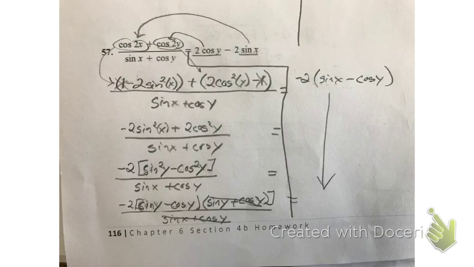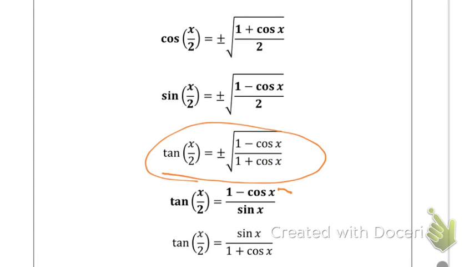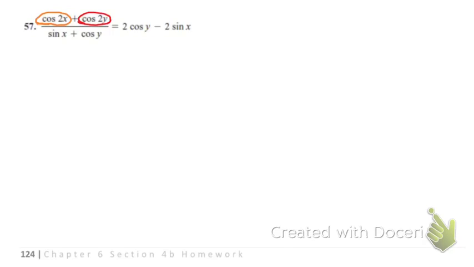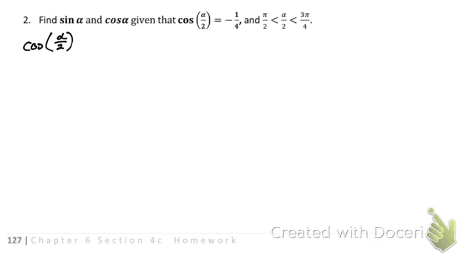So we look at our identity sheet, and oh man, I got to go way back here again. Cosine x over 2 equals plus or minus the square root of (1 plus cosine x) over 2. Note, if you know one of these, you know both of them. Just one has a negative, one has a positive. All right, so we go back here, and I can rewrite this as plus or minus the square root of (1 plus cosine alpha) over 2.